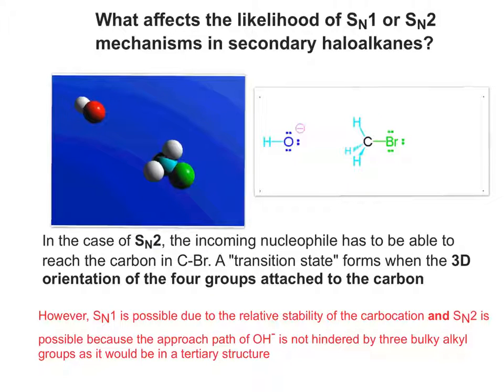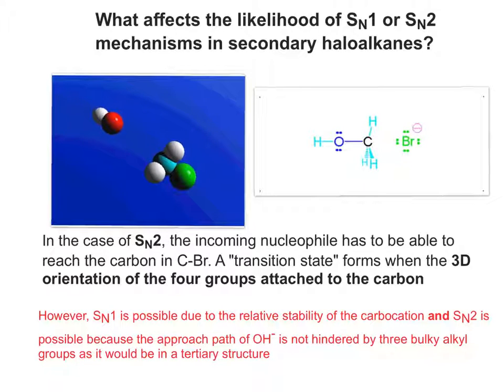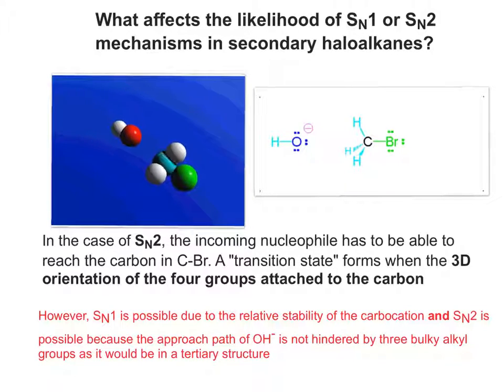In other words, the OH minus nucleophile approaches from the left-hand side as opposed to directly approaching the bromine, because that way it avoids repulsion by the delta minus charge on the bromine, the partial charge. So the nucleophile approaches from the opposite side of the carbon-bromine bond to the delta negative bromine atom. What this causes is inversion, like we've just said.